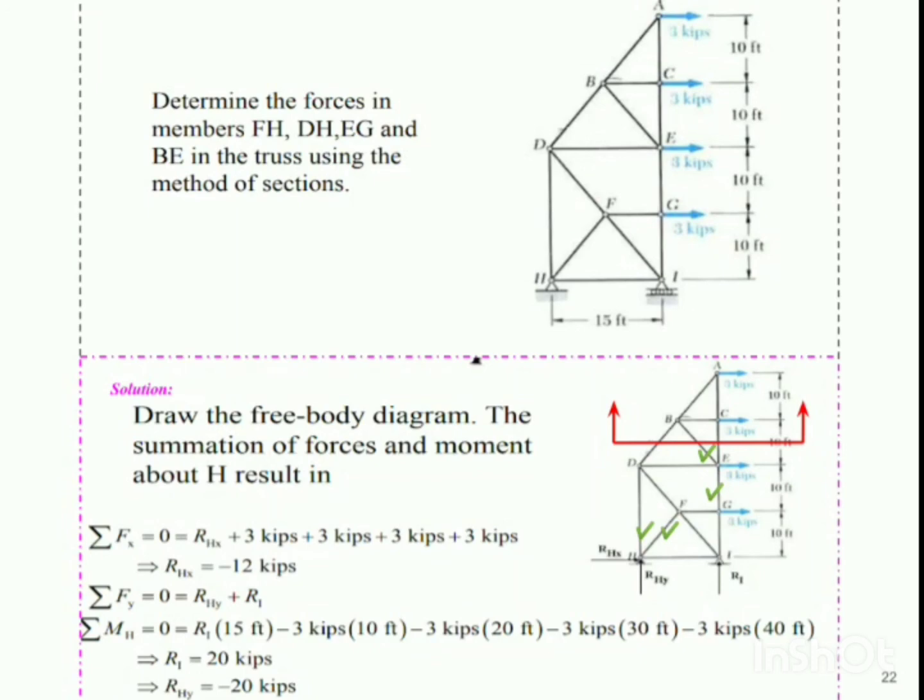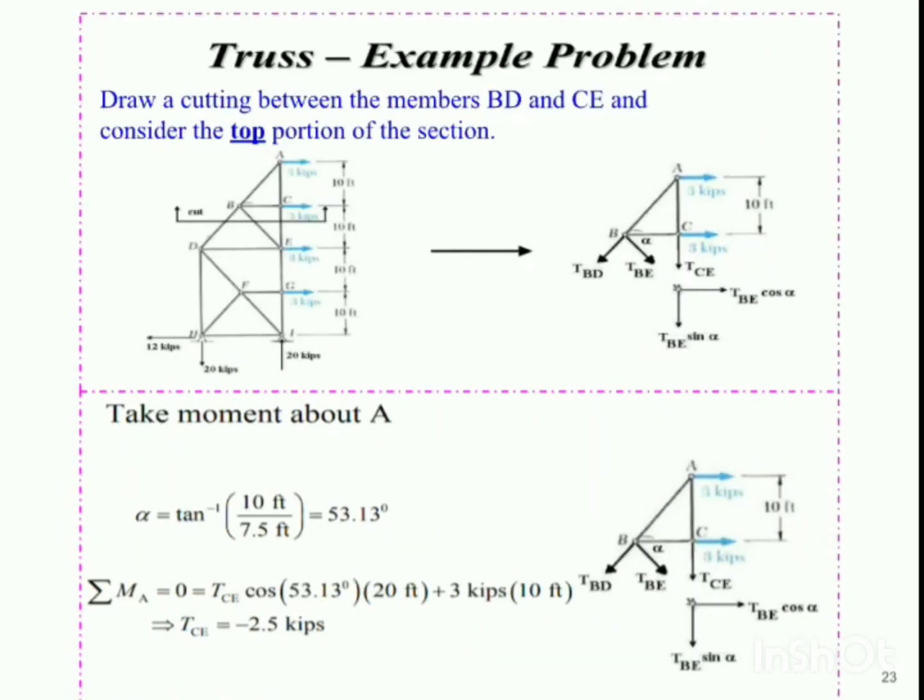Now we have calculated the support reactions. Now we need to cut the truss, and we need to apply all the three conditions of equilibrium. So over here you can see that we have drawn a cutting section between the members BD and CE. Okay, and now we are going to consider the top portion of the section. As you can see in the right hand side, we have shown the top portion of the section line.